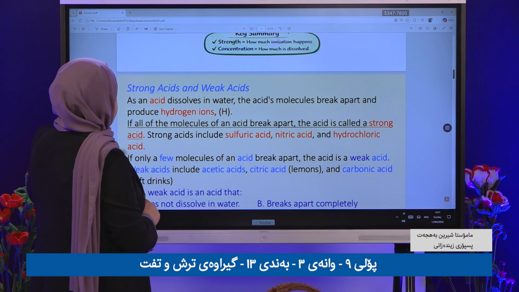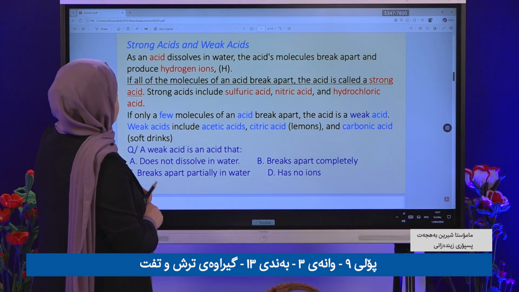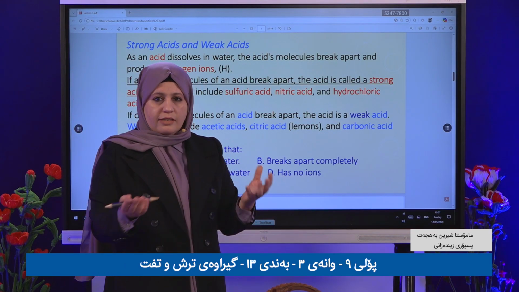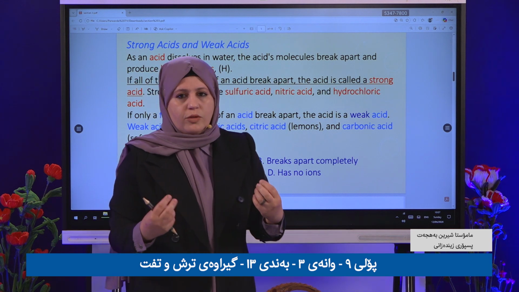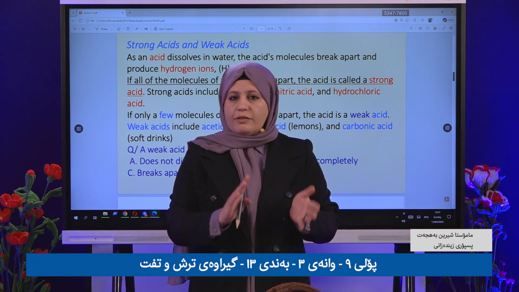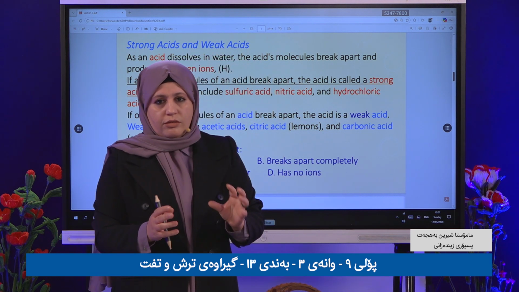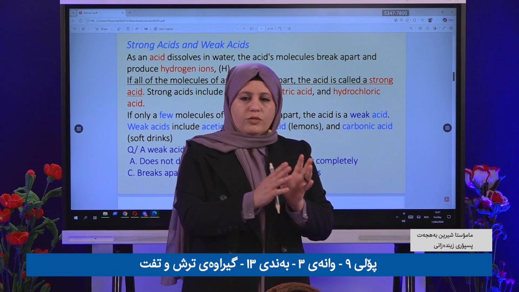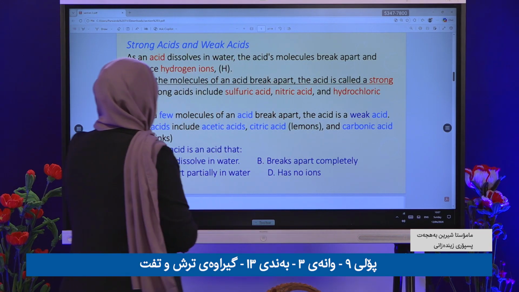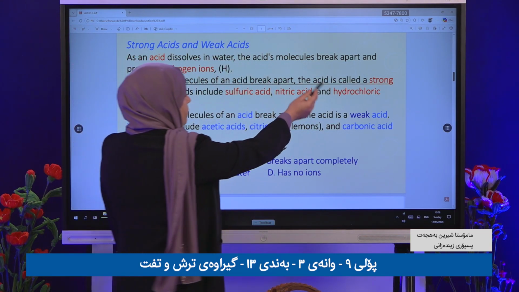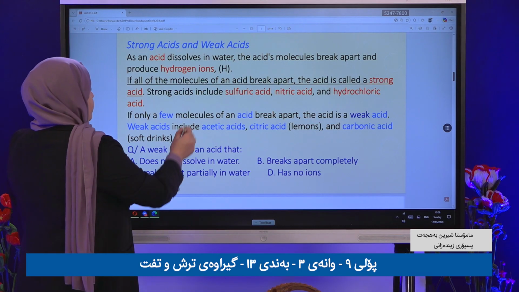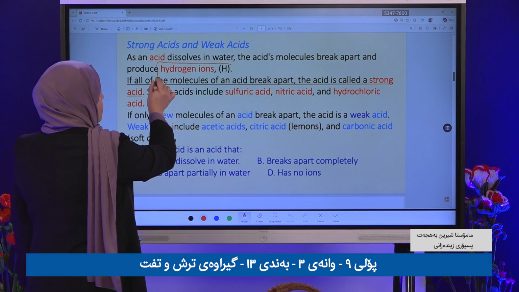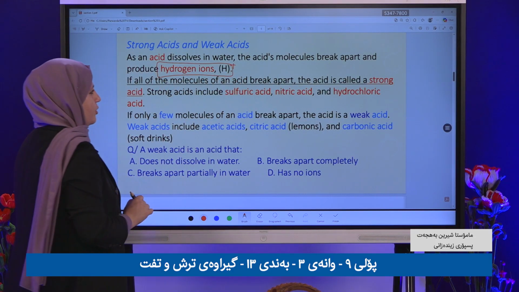So strong acid and weak acid. What's the difference between them? Are they the same? Yes, they are the same in that both are acid, but they are different. Some of them are strong, some of them are weak. How do you know an acid is strong, and how do you know it is weak? An acid dissolved in water breaks apart and produces hydrogen ions, with positive charge.